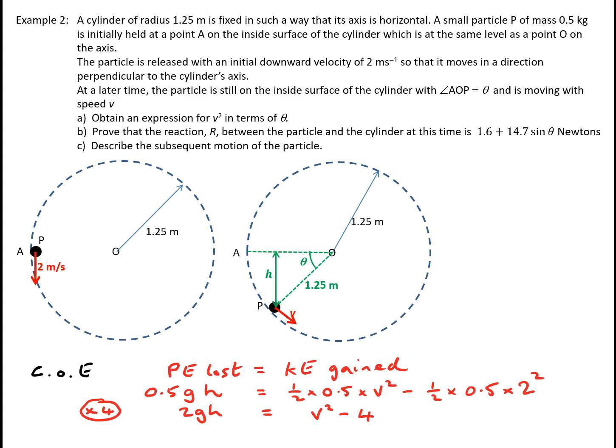But a little bit of elementary trigonometry on the green triangle in the second diagram gives me h equals 1.25 sine theta. So 2 times 9.8 times 1.25 is 24.5 sine theta equals v squared minus 4. In other words, we've got v squared equals 4 plus 24.5 sine theta.